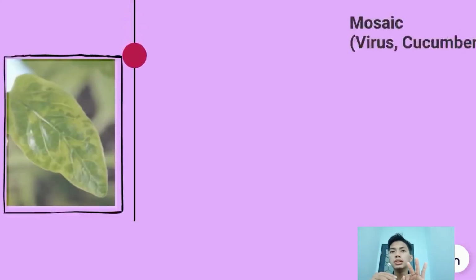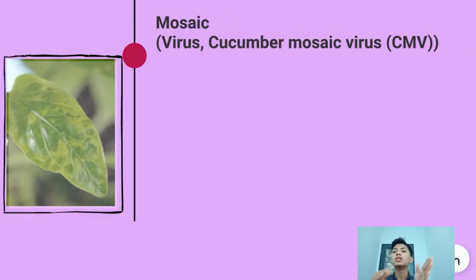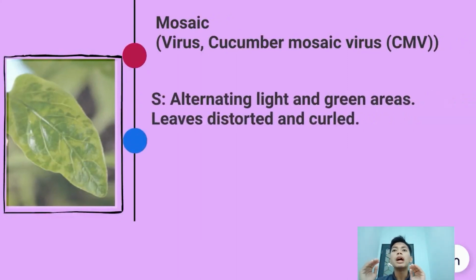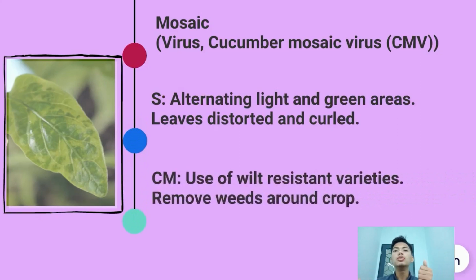Third and last disease is mosaic, caused by a virus, the cucumber mosaic virus. Its symptoms are alternating light and green areas of the leaf, which become distorted and curled. Its control methods are to use a wilt resistant variety and remove weeds around the crop.